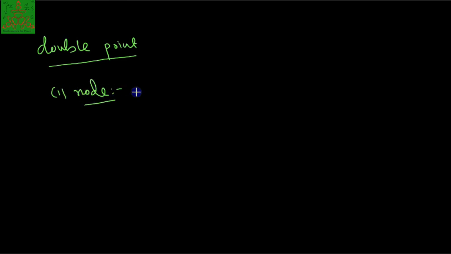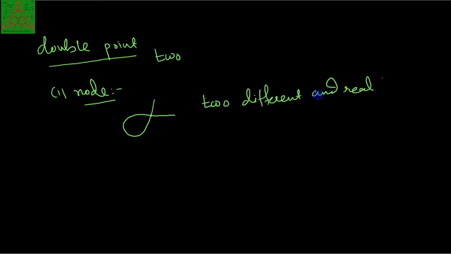Now there is a classification of the double points, which is the objective of this video lecture. The classification of the double points has three types. The first one is the node. A node is a double point, that means two branches of the curve pass through the same point. At this point you will get two different and real tangents. Then it is called a node.